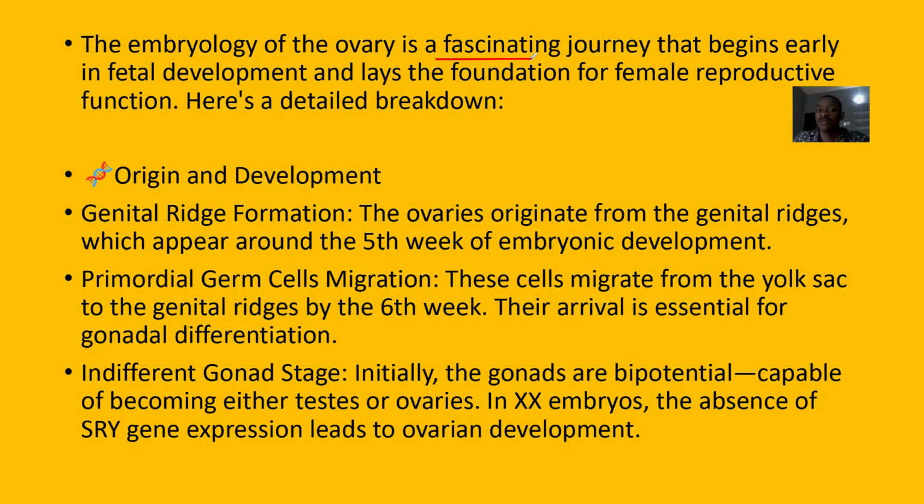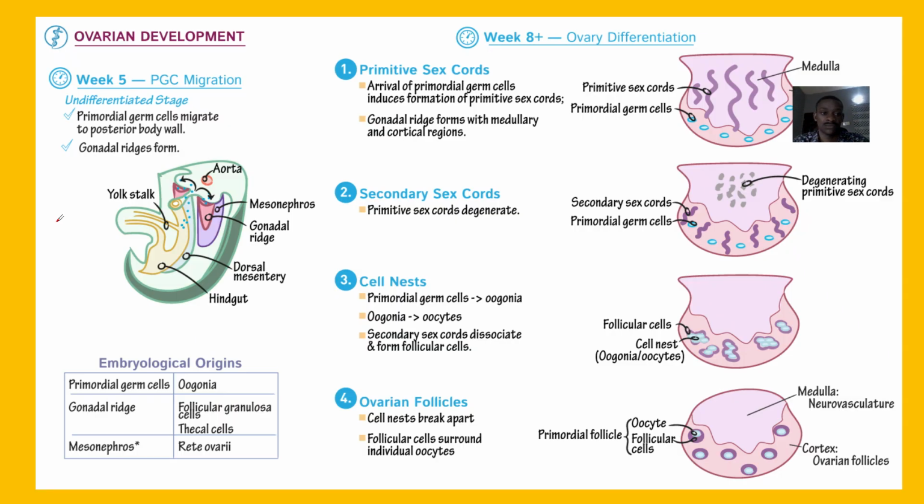You are trying to explain fetal development, and you are trying to lay foundations of how the female reproductive system actually comes to be. So what we have for the origin and development: genital ridge formation is the first. Genital ridge formation, or I think they call it gonadal ridge, right? Genital ridge or gonadal ridge.